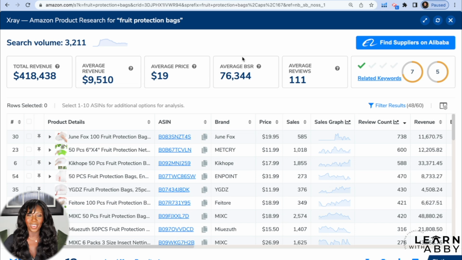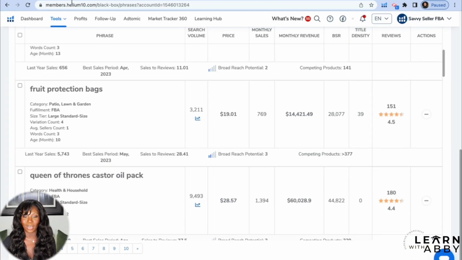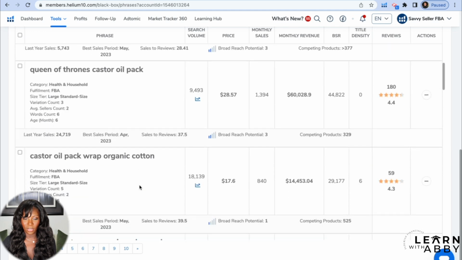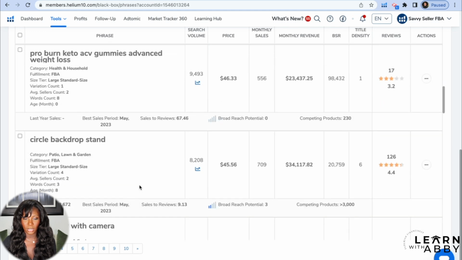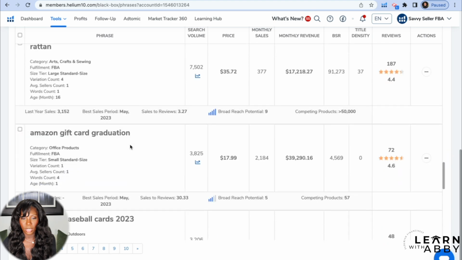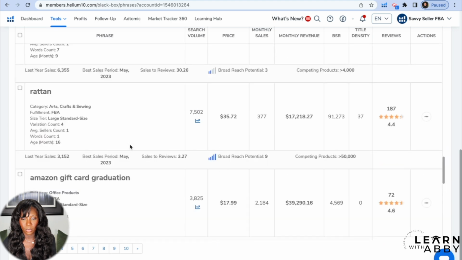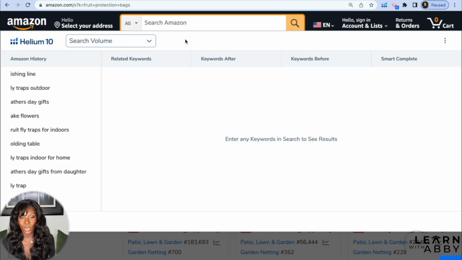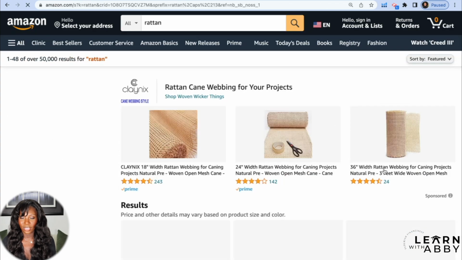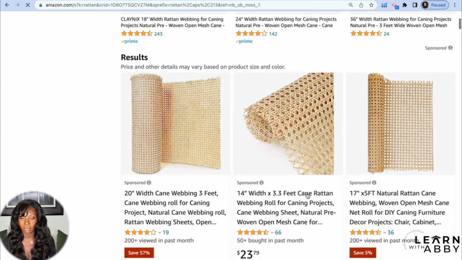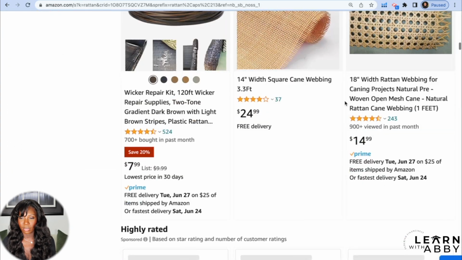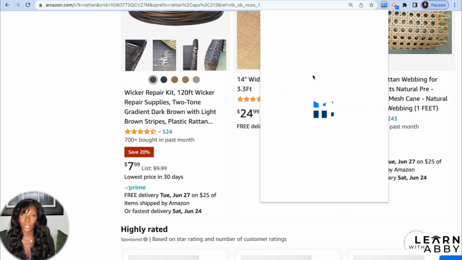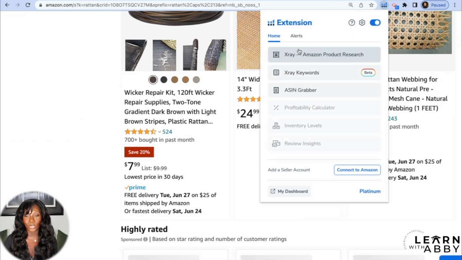Let's go. All right, let's see if we can find one more. I was not expecting to find another good one that fast. Let's see. I'm looking for something interesting. Rattan, I don't know how to pronounce it, but let's call it a rattan. And let's see if this would be promising. We're going to go ahead and use the X-ray tool.